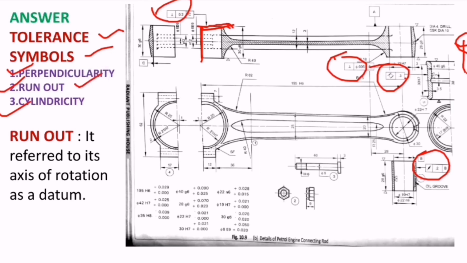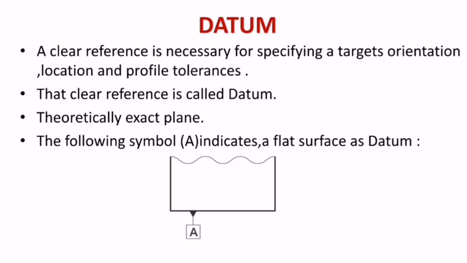And next is run out. What is run out? Here the arrow mark symbol is run out. It refers to its axis of rotation as a datum. This means this bush we are inserting into this. When it is rotating, it rotates with reference to the axis. So for that we give the symbol of run out.